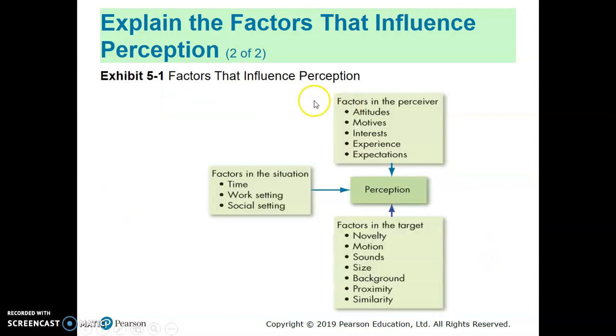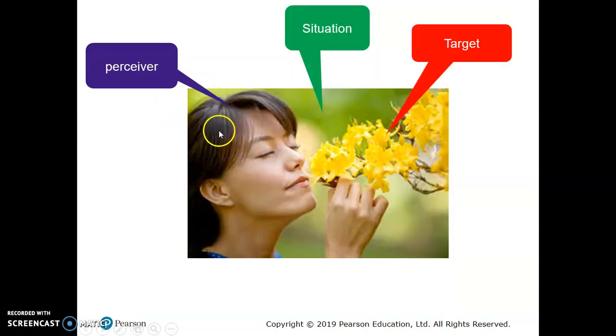The factors that influence perception consist of three: from the perceiver, the person itself; from the situation, in the environment; and from the target, the person that we are focusing on. So three things influence our perception: the perceiver, us; the situation, the surroundings; and the target, the stimuli outside.